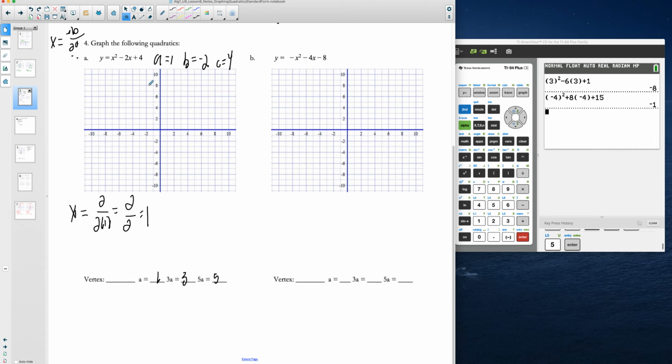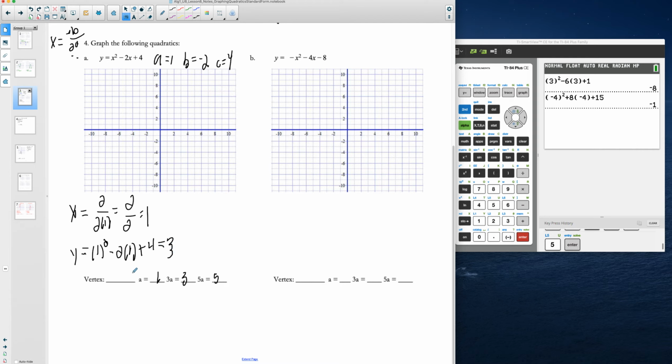Now we want to take that and plug it back in to find our y value. So y equals 1 squared minus 2 times 1, plus 4. And that should equal 3.